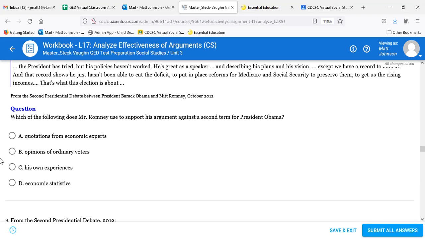A, quotations from economic experts. B, opinions of ordinary voters. C, his own experience. And D, economic statistics.